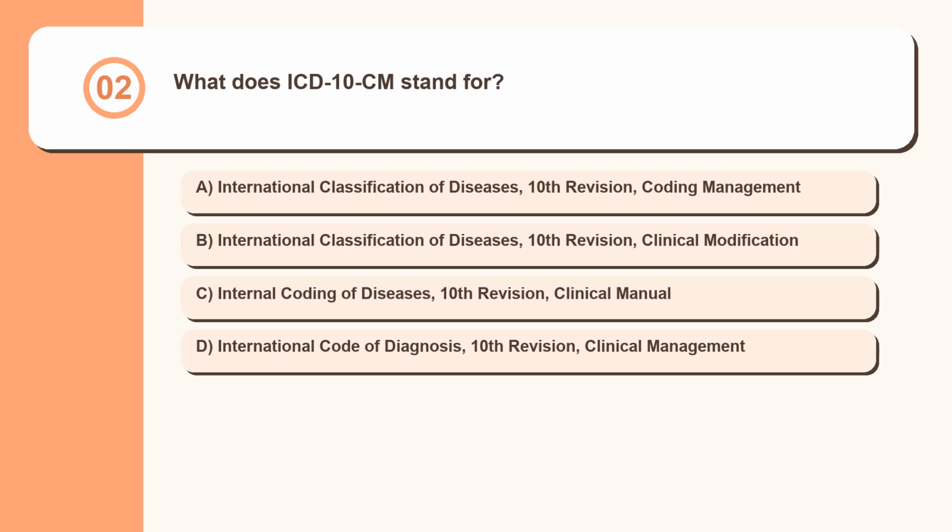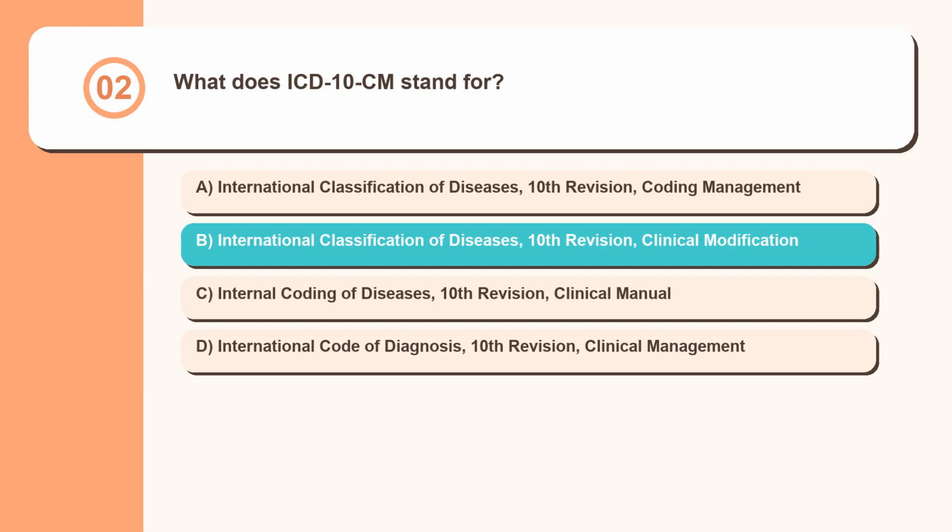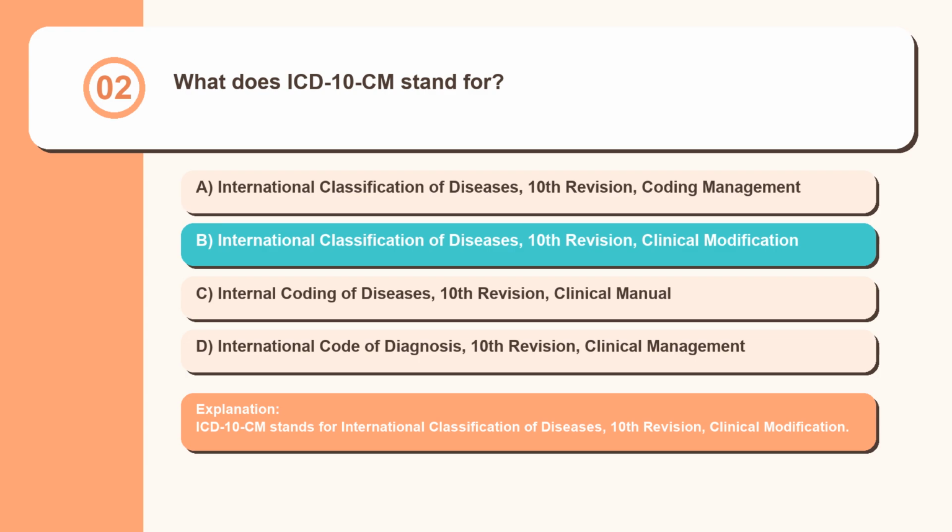Question 2. What does ICD-10-CM stand for? International Classification of Diseases, 10th Revision, Coding Management. International Classification of Diseases, 10th Revision, Clinical Modification. Internal Coding of Diseases, 10th Revision, Clinical Manual. International Code of Diagnosis, 10th Revision, Clinical Management. ICD-10-CM stands for International Classification of Diseases, 10th Revision, Clinical Modification.